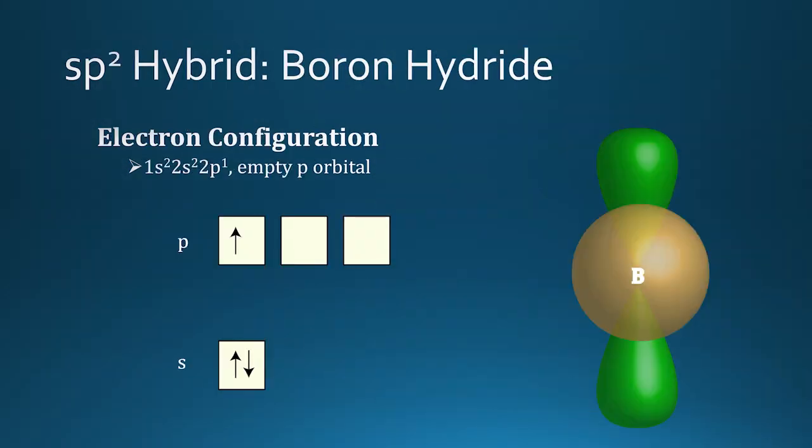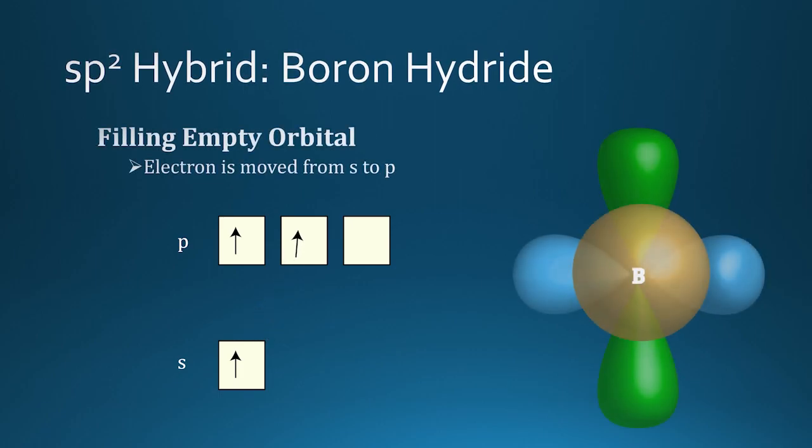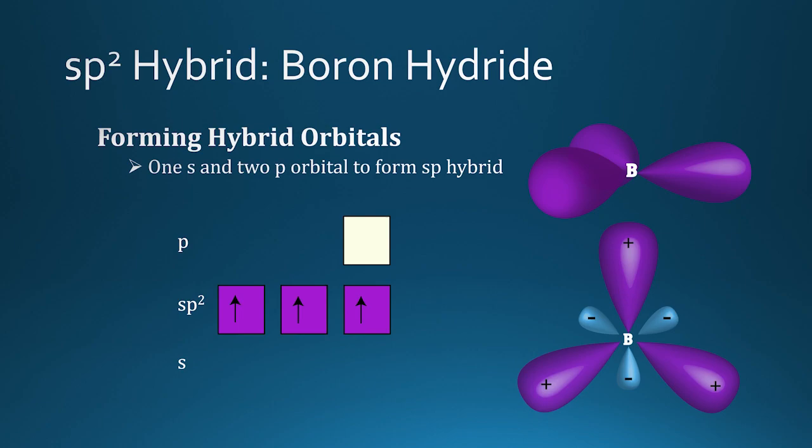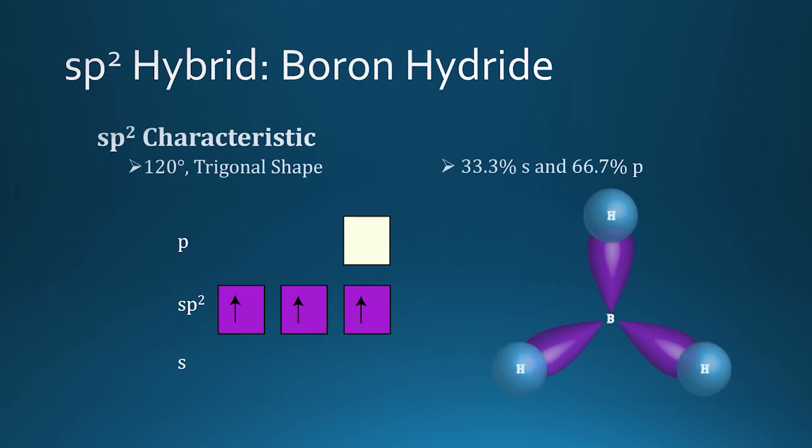Moving on to the next, we are looking at sp2 hybridization. Boron hydride has an electron configuration of 1s2, 2s2, 2p1. An electron from 2s2 can be moved to one of the empty p orbitals. One 2s orbital and two 2p orbitals are used to make three hybrid orbitals. Since one s and two p orbitals are used, it will be notated as an sp2 orbital. The largest bond angle between three equivalent orbitals is 120 degrees. Three sp2 hybrid orbitals of boron will form three sigma bonds with three hydrogens to make boron hydride.